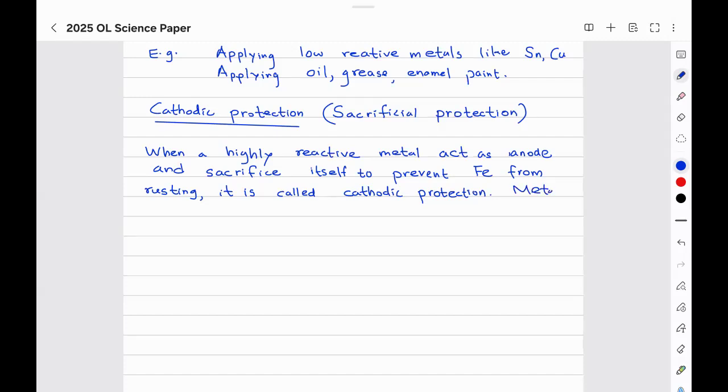Metals like aluminium, magnesium, zinc act as anode and iron acts as cathode.